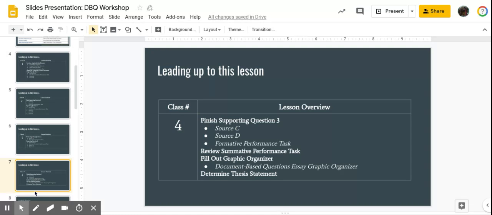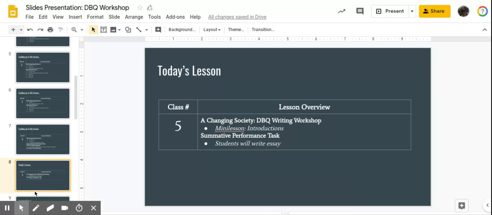And then we get into filling out the graphic organizer. So prior to this class, they have a lot of evidence that they can use to put in their essay. And then we also determined a thesis statement before this class. So that leads us to today.